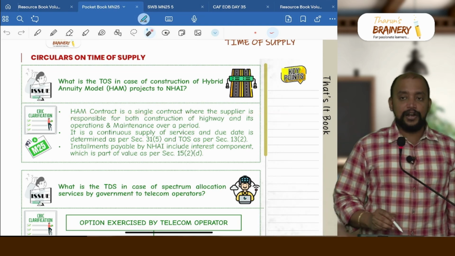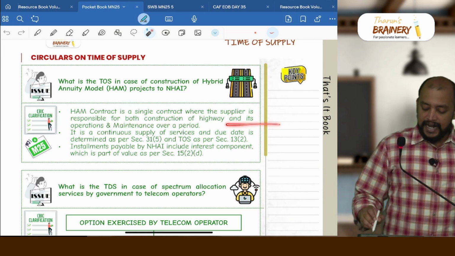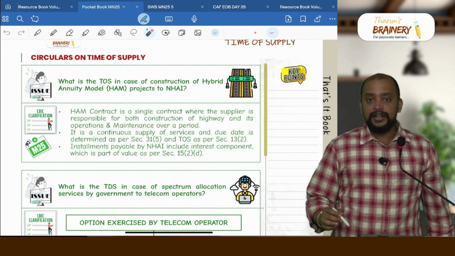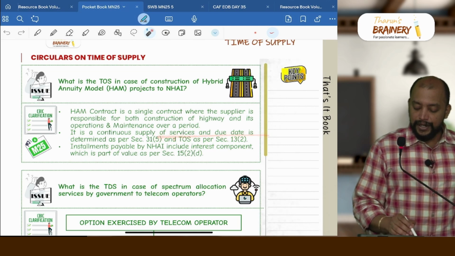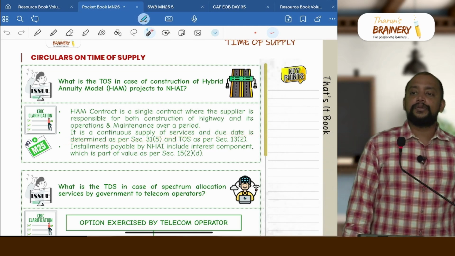A HAM contract is a single contract where the supplier is responsible for both construction of the highway and its operation and maintenance over a period. So it is a continuous supply of service, and the due date is determined as per section 31 subsection 5. Usually what will be taken as the due date of invoice?